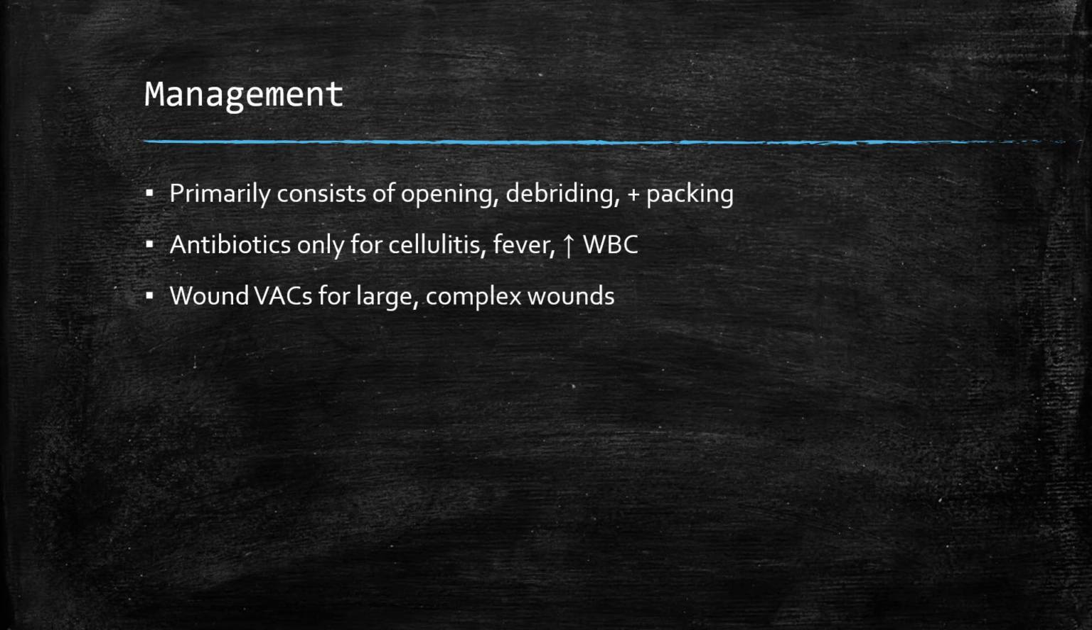If a patient does develop a wound infection, the primary treatment consists of opening the wound, debriding it, and then packing it. Antibiotics only play an adjunctive role, and they should be used only if cellulitis, fever, or an increased white blood cell count is present. Once the infection has been brought under control, the use of a wound vac can greatly facilitate the closure of a large, complex, open wound.